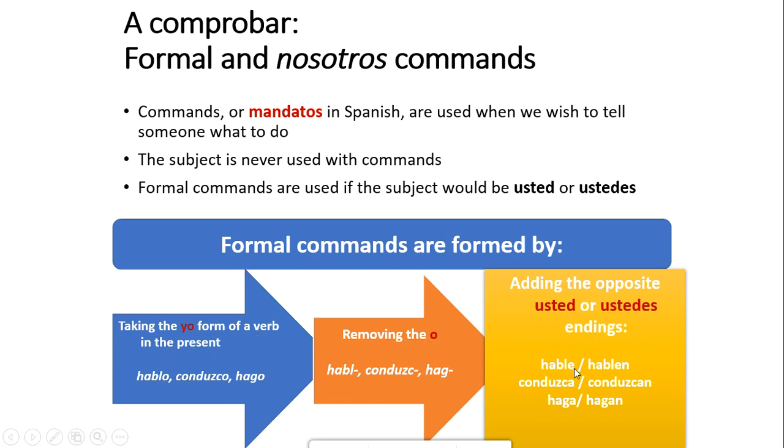Then we're going to add what's called the opposite vowel to the ending. So for an AR verb, it's going to be an E. For an ER-IR verb, it'll be the A. And you note, if there's an irregularity in the yo form, we're going to see that irregularity in the command form as well. This is the singular command, hable. If we want to make it formal, ustedes, we just add an N to it.